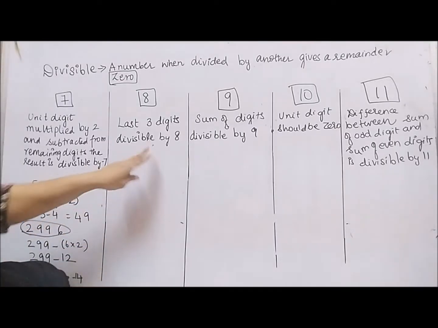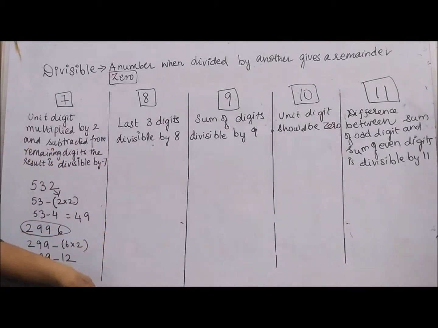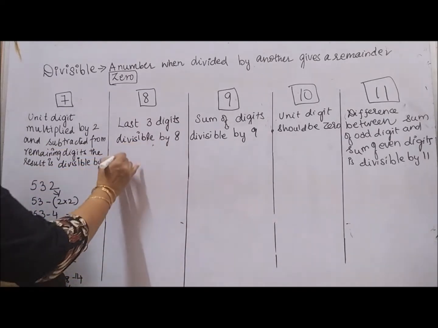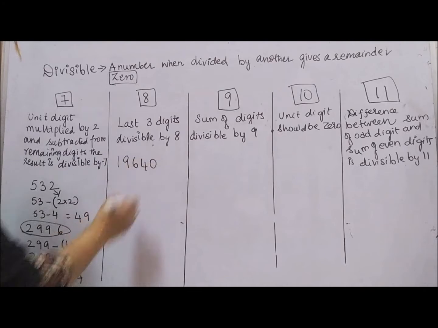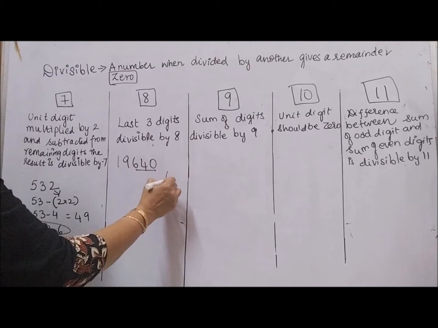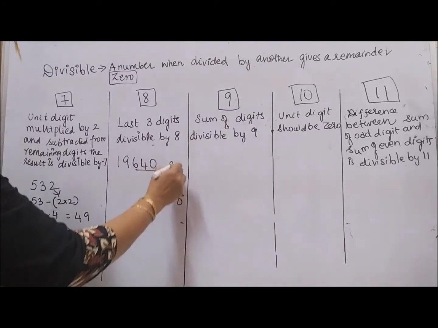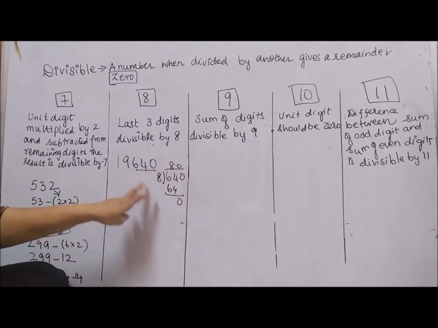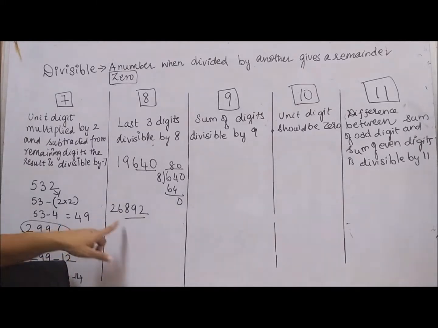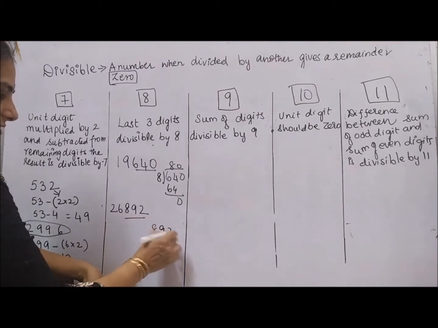Now let's check the divisibility rule of 8. Like 4 has last 2 digits should be divisible by 4, here the last 3 digits should be divisible by 8. Let's take an example. 19640. The last 3 digits, 640. When we check, 8 8s are 64, 0 0. So it's 640. So this number is divisible by 8. Let's check this example. 26892. Let's take 892 and check if it is divisible by 8.